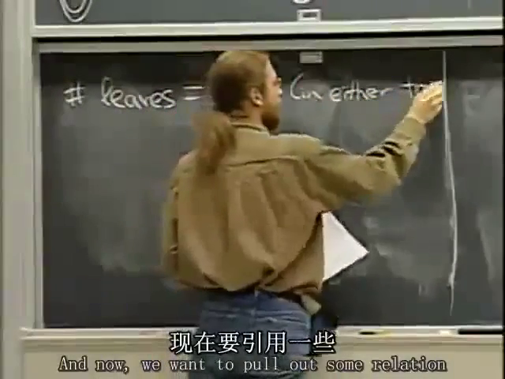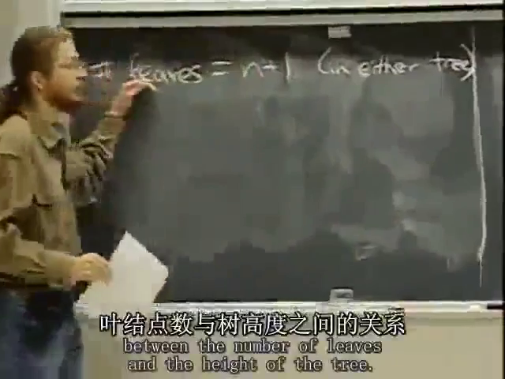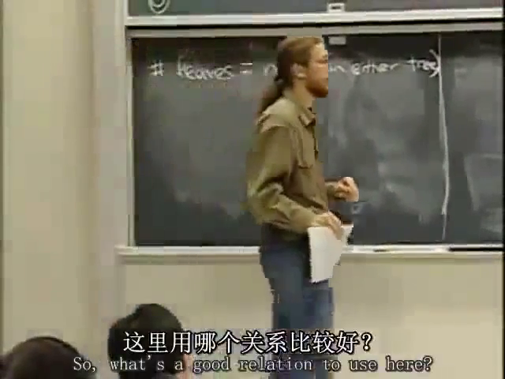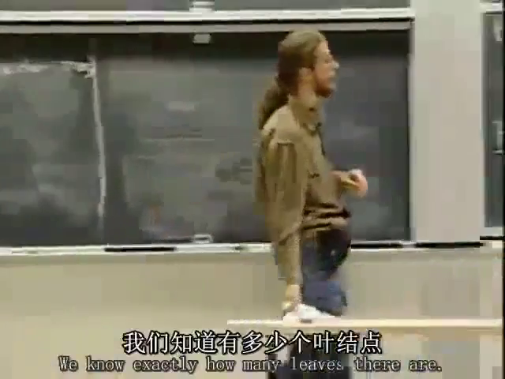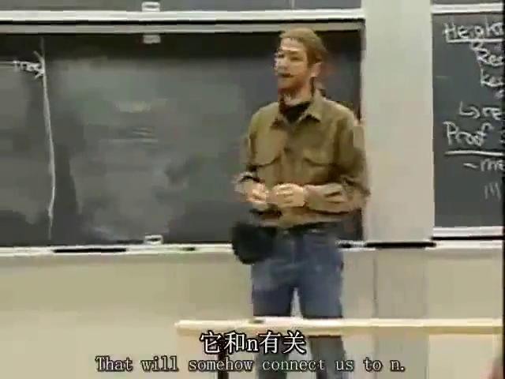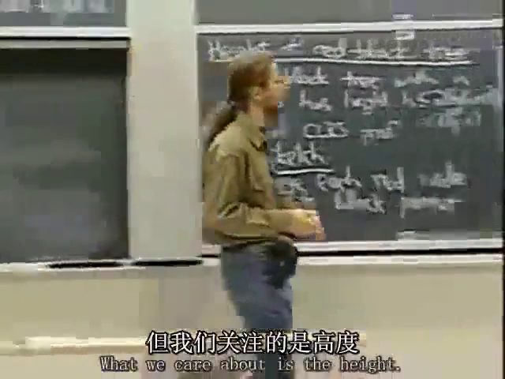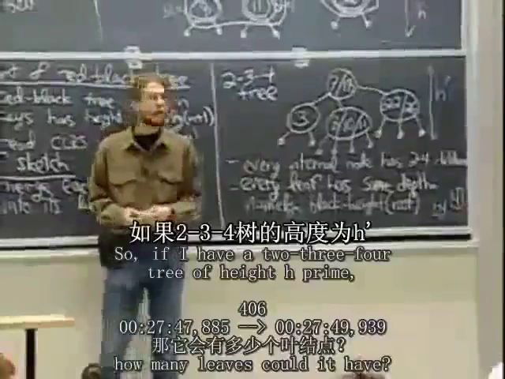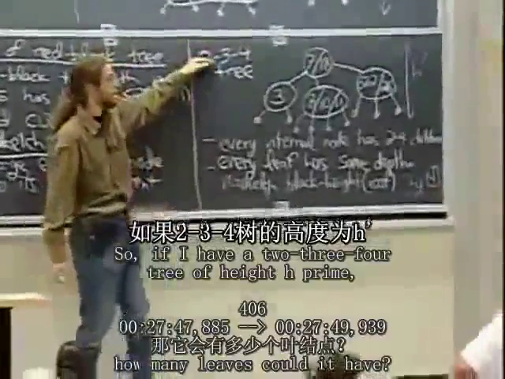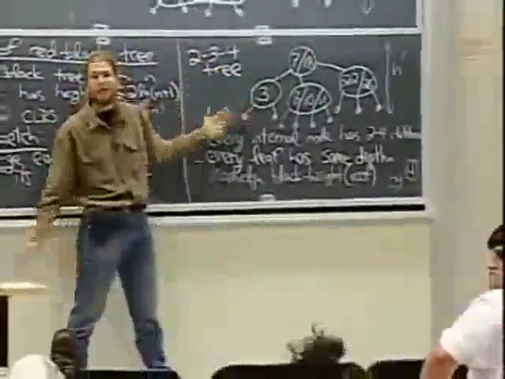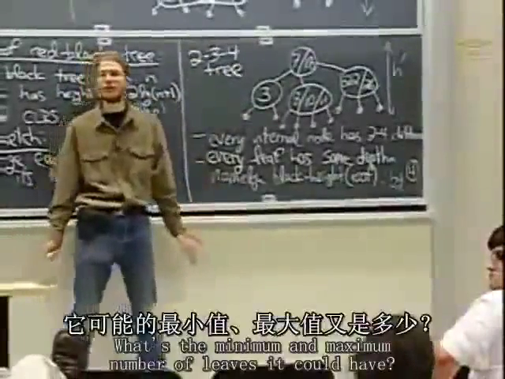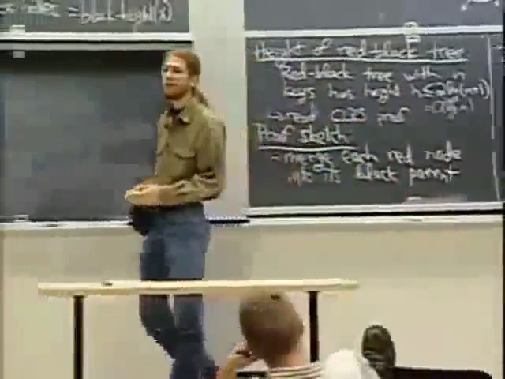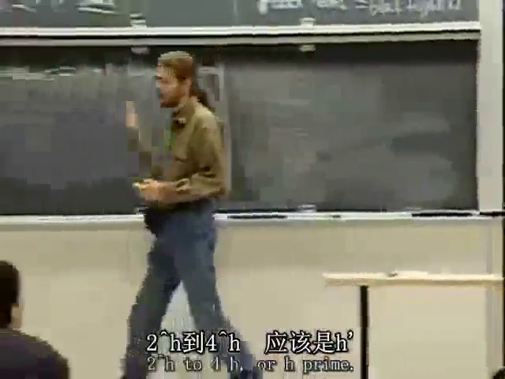And now we want to pull out some relation between the number of leaves and the height of a tree. So what's a good relation to use here? We know exactly how many leaves there are. That will somehow connect us to n. And what we care about is the height. And let's look at the height of this tree. So if I have a 2, 3, 4 tree of height h prime, how many leaves could it have? What's the minimum and maximum number of leaves it could have? 2 to the h prime to 4 to the h prime.